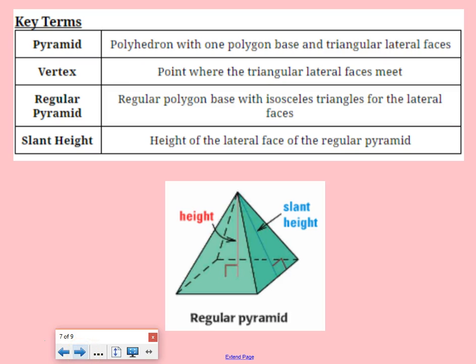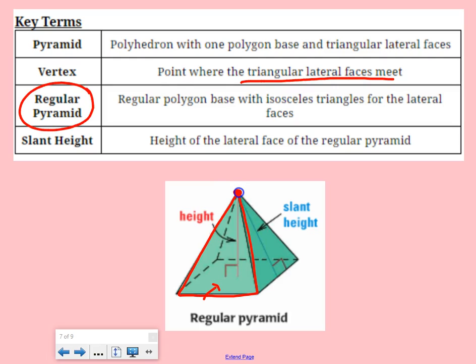Next example on the back, a couple more key terms. A pyramid, if you remember, is a polyhedron with one polygon base and then triangular lateral faces. So they all come together at a point. The base is a polygon, so here a base is a square. And then the sides that form the lateral faces are triangles. The vertex is that point where your triangular lateral faces meet.